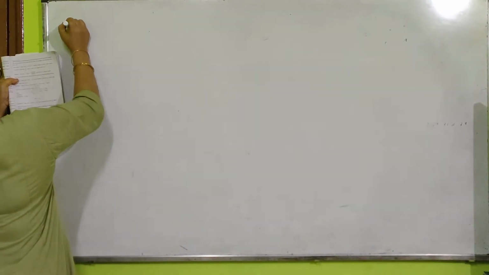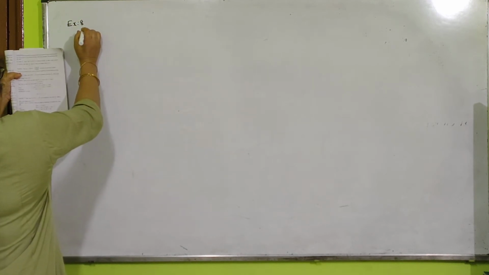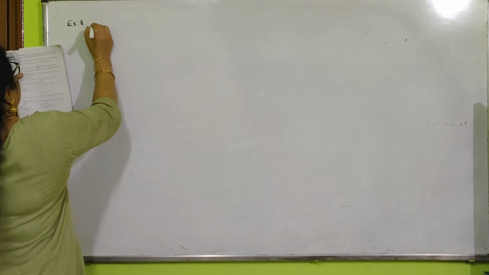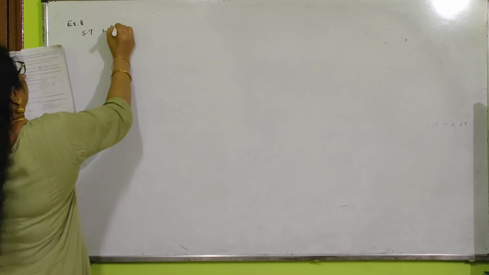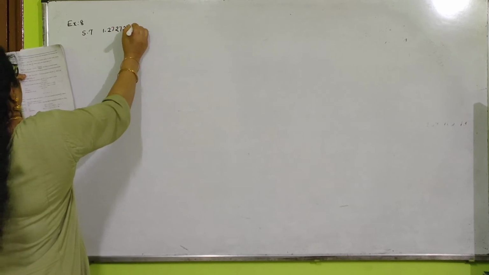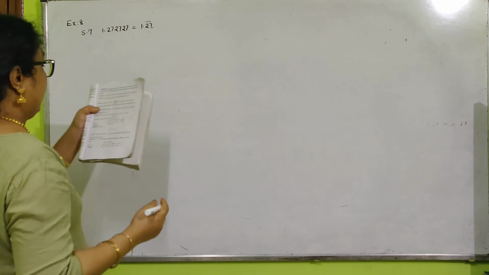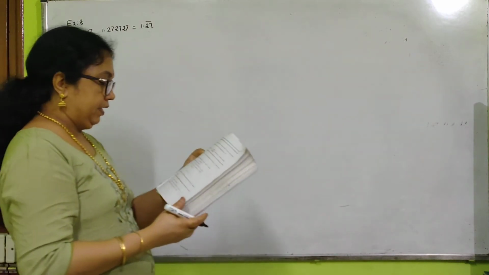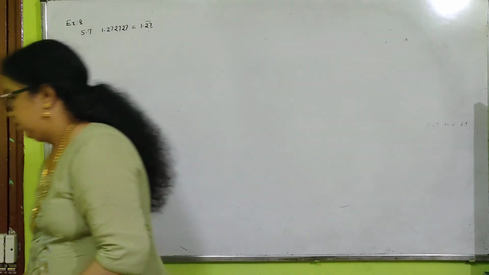Now example 8, textbook page number 11. Show that 1.272727..., that is 1.27 repeating, can be expressed in the form p by q. You have to write it in p by q form.